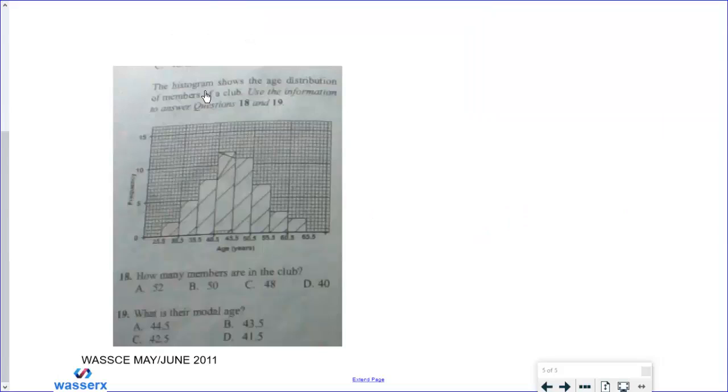And we have this one. The histogram shows the age distribution of members of a club. Use the information to answer questions 18 and 19. So we are supposed to find how many members are in the club. So we need to determine the frequencies of each of these bars.